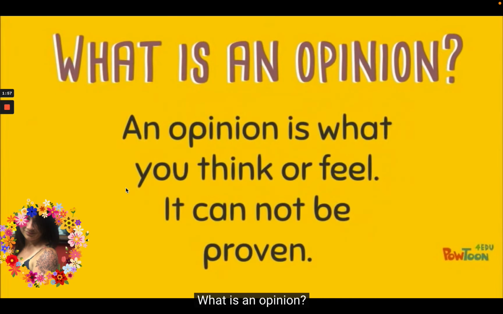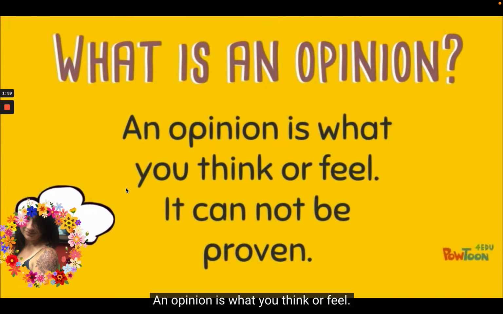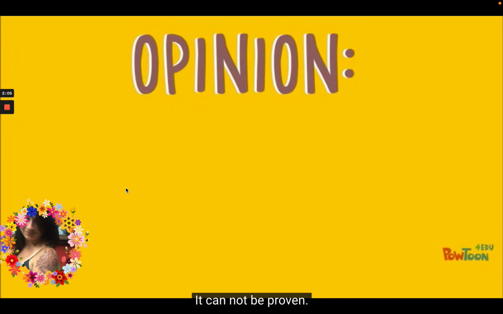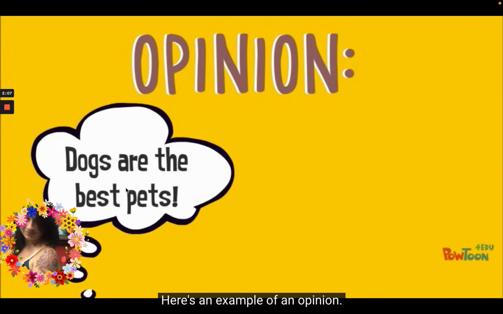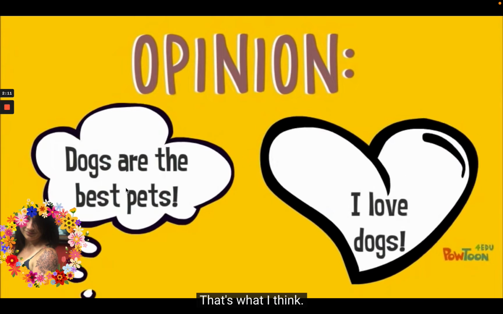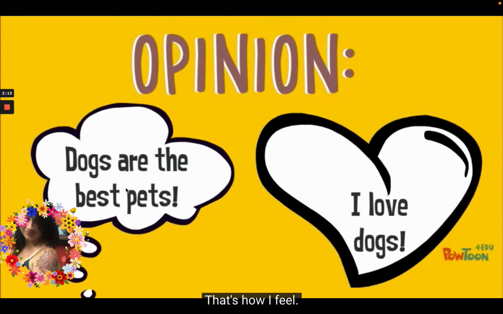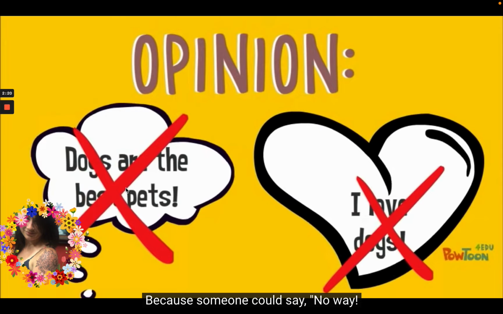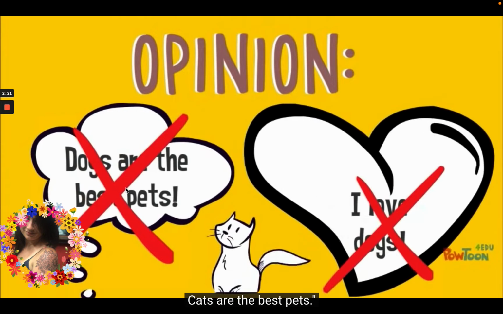What is an opinion? An opinion is what you think or feel. It cannot be proven. Here's an example of an opinion. Dogs are the best pets. That's what I think. I love dogs. That's how I feel. But these are just my opinions because someone could say, no way, cats are the best pets.